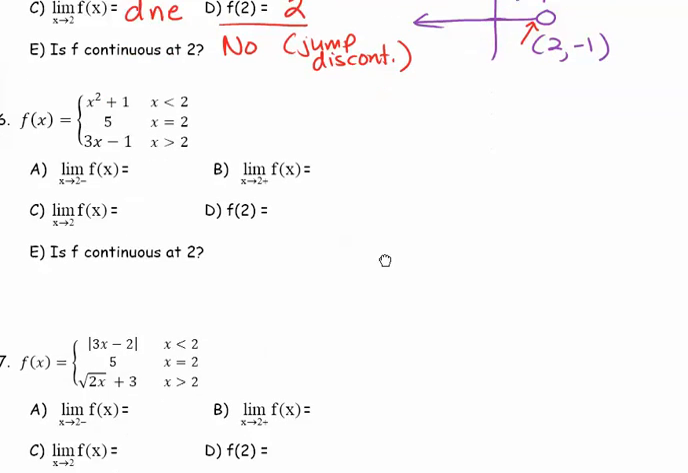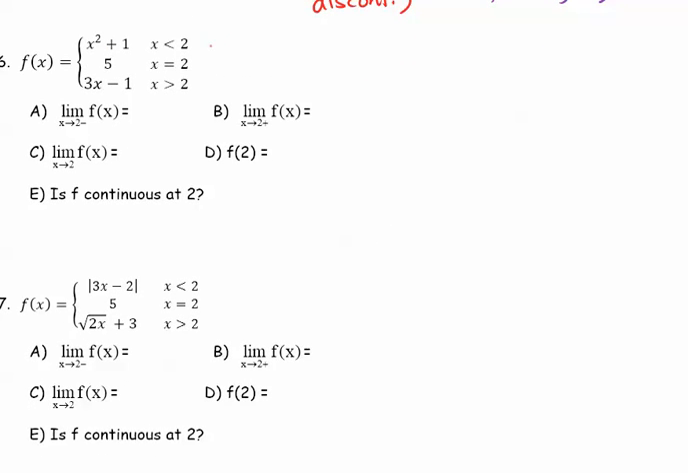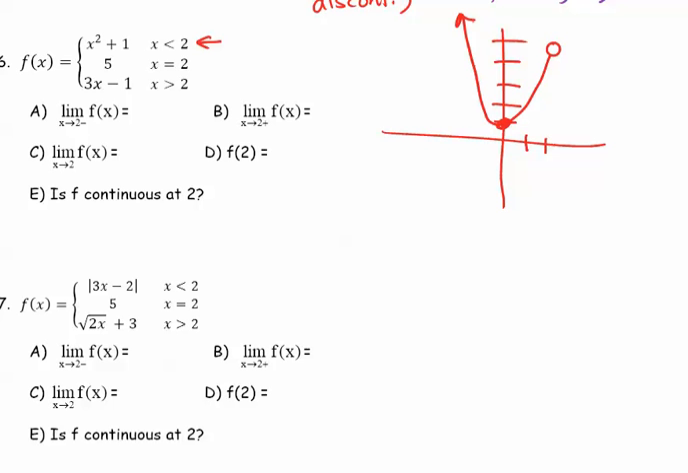All right, in number 6, we've got another piecewise defined function. When x is less than 2, we've got our basic parabola slid up 1 unit. So going over to 2, this would have a y-coordinate of 5. When x is exactly equal to 2, our y-coordinate is 5. So notice that that happens to plug the hole here. So at 2, 5, now the second part of the graph plugged the hole that was open.